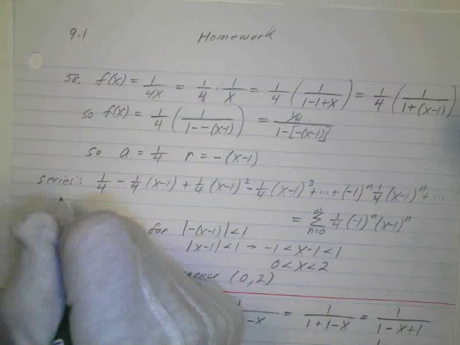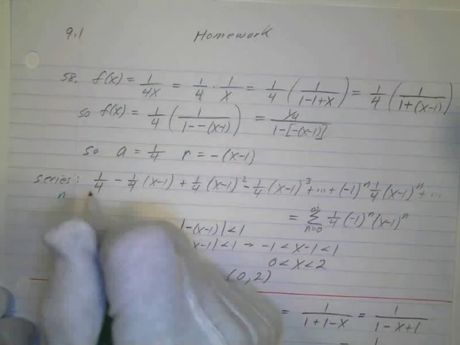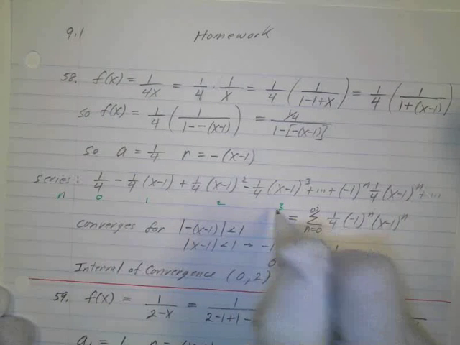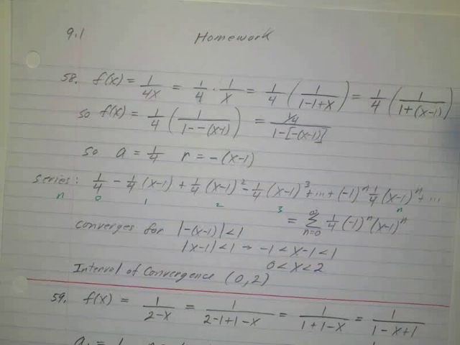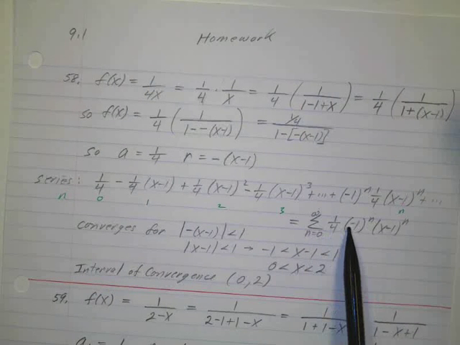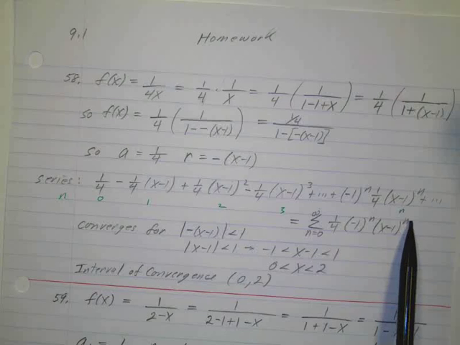Okay. And we could always write down our n, so we can see this is going to start at n equals 0, because it's going to go from 0 to infinity: 0, 1, 2, 3, and n, and hopefully you would see how those all work out. So that would be the summation from n equals 0 to infinity of 1/4, negative 1 to the n, x minus 1 to the nth power.